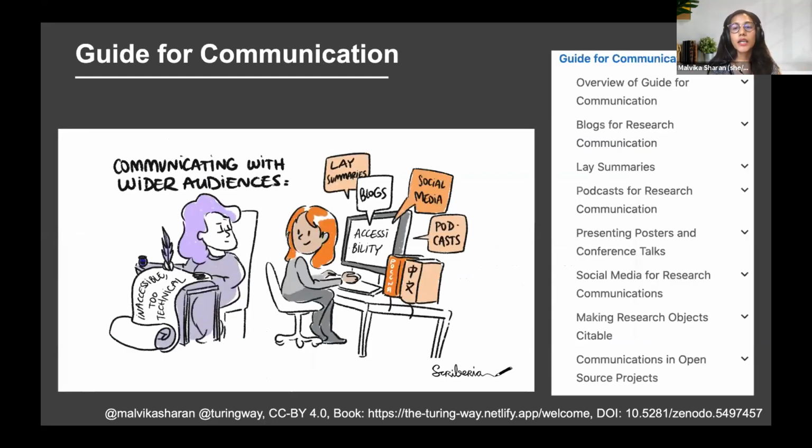In the guide for communication, with the help of Emma Karoun, we have been able to develop chapters on, for example, writing blogs for research communication, lay summary, podcast, presenting posters and talks and social media, as well as making research code citable, where we also discuss ORCID and Zenodo and other sort of services that you can use, as well as communication of open source projects.